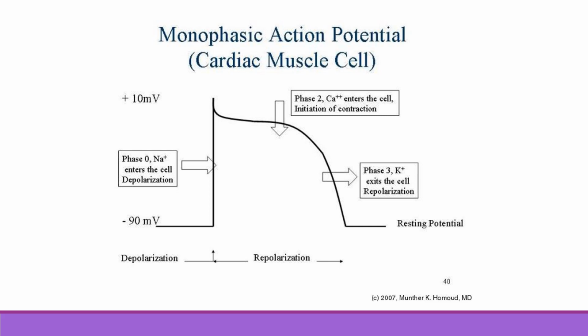On the left, you'll see phase 0, which is where the sodium enters the cell and depolarization occurs. At the top, you'll see phase 2, which is where calcium enters the cell and initiates contraction. Phase 3 on the right is where potassium exits the cell and you start to see repolarization. And then once you reach the resting potential, you're back at phase 4.